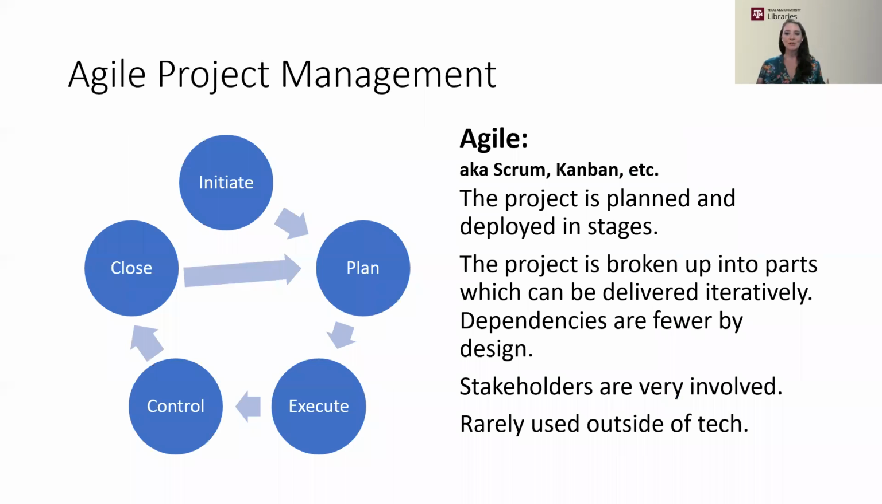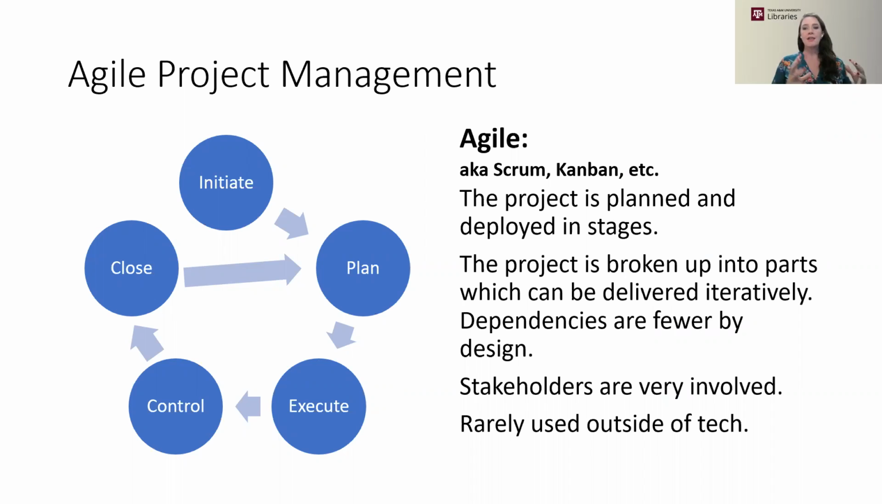So the other main school of thought in project management is Agile. When people are talking about Agile, you'll also hear terms like Scrum and Kanban. These are kind of specific implementations or tools of Agile. Agile is the overarching term. The main type of project you see this being used in is technology projects, specifically app and software development.